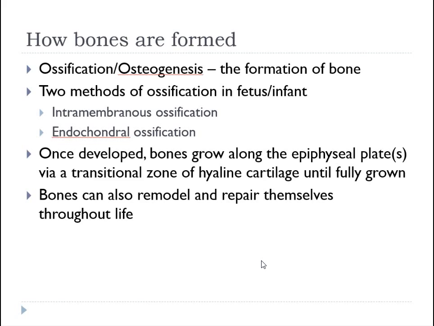Two different types. There's intramembranous ossification. This is going to be things that have a lot of spongy bone in them. Flat bones will be one of them. And then endochondral ossification. And these are going to be long bones, how we make long bones. Once developed, bones grow along an epiphyseal plate, and these plates allow for future growth. We'll see a couple pictures of those.